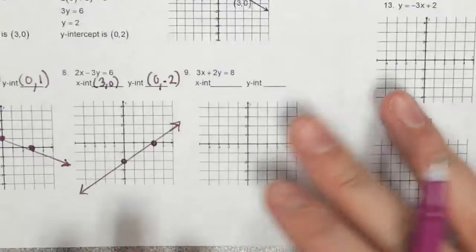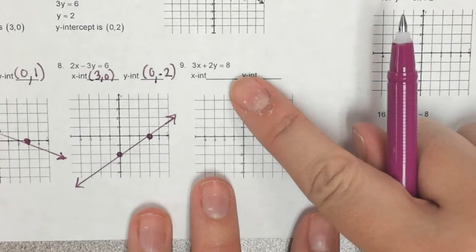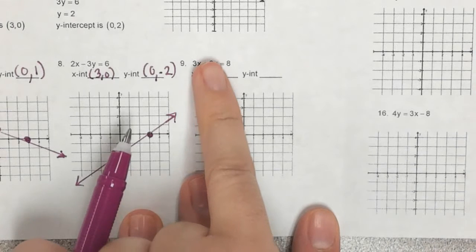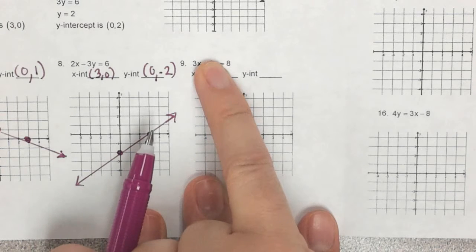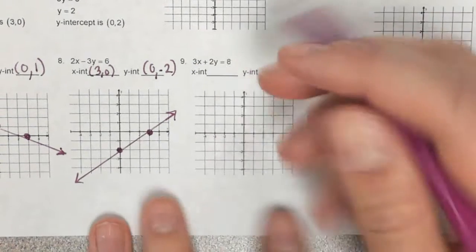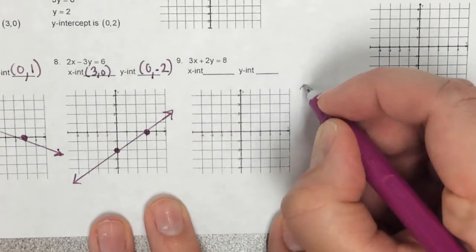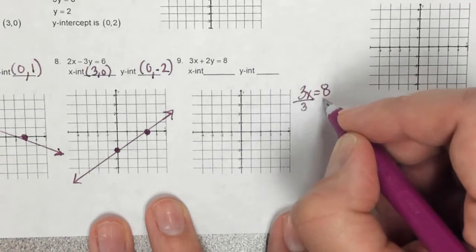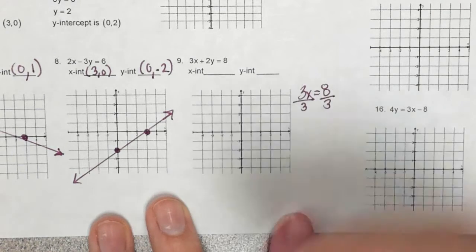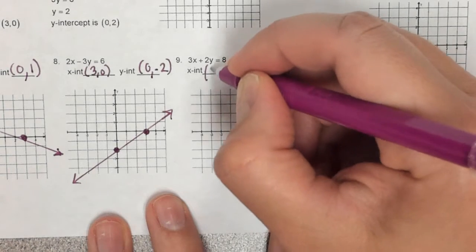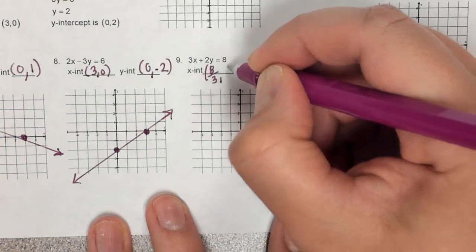Okay. Now number 9, here's the deal with number 9. If you go to do your x-intercept, what happens? Anyone see it? 3x equals 8. Well, what's x? If I cover up the y, I have 3x equals 8, right? Can I divide 8 by 3? No. So our x-intercept is 8/3. And it is 8/3.